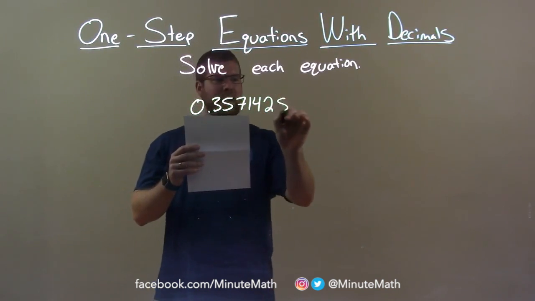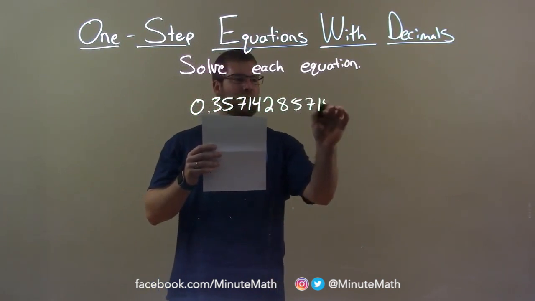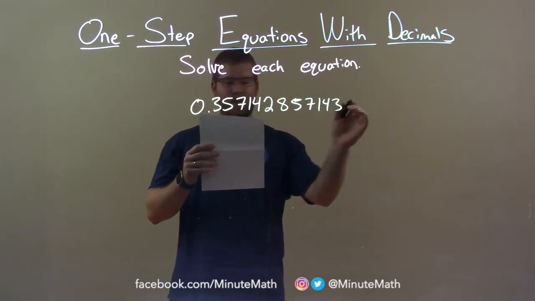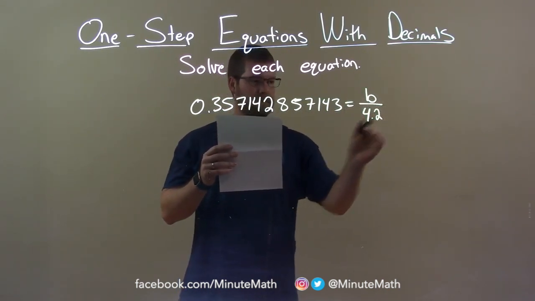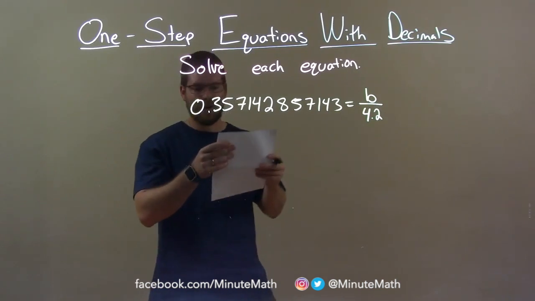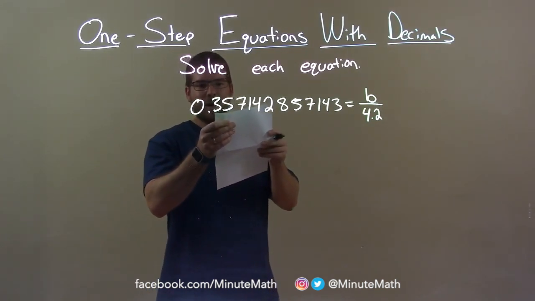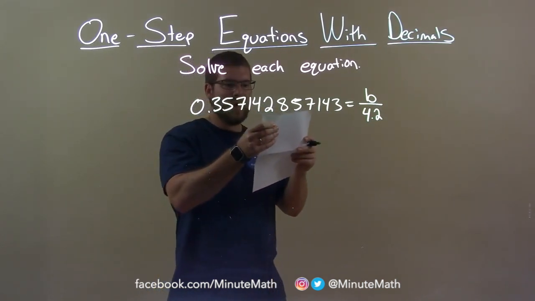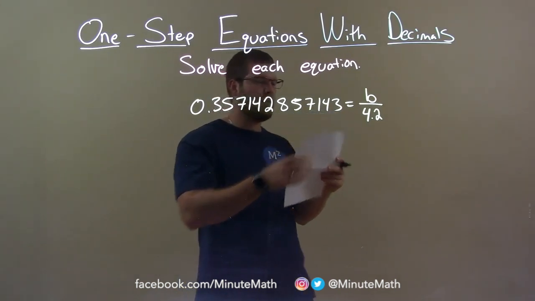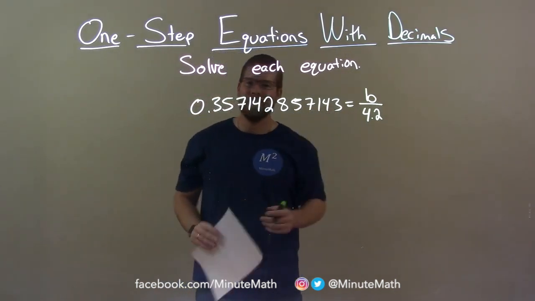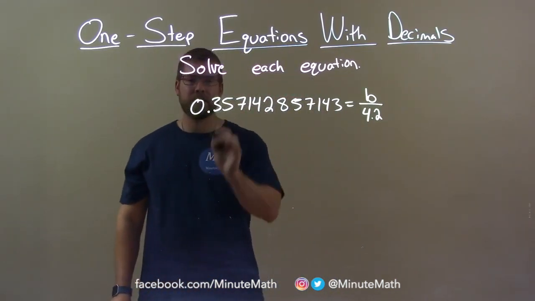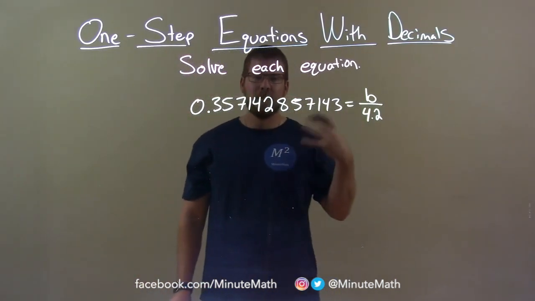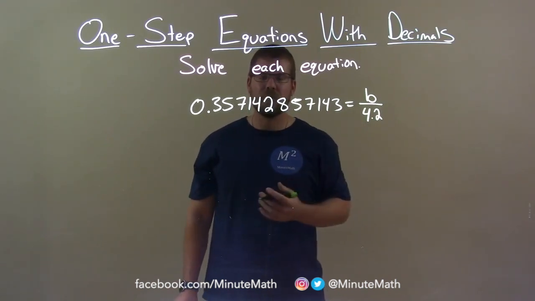0.357142857143. And that is equal to b over 4.2. Now let me just double check this, make sure it's the right number. 0.357142857143. Got it. And we want to get b by itself. Although this is a long decimal, the rules are still the same.